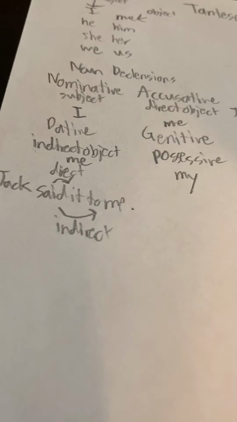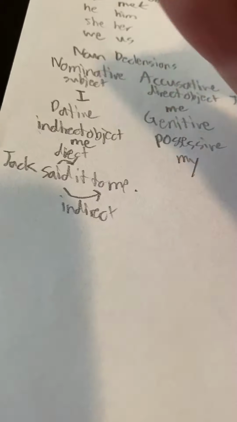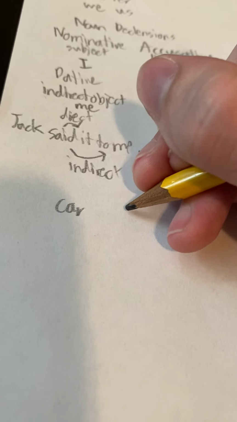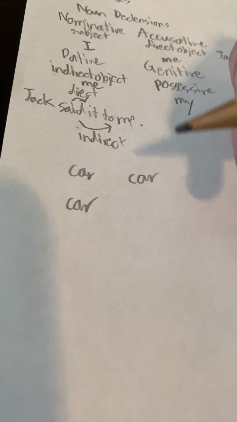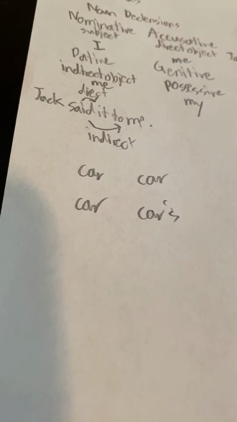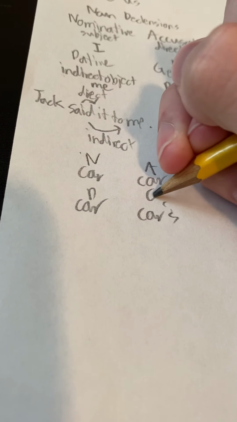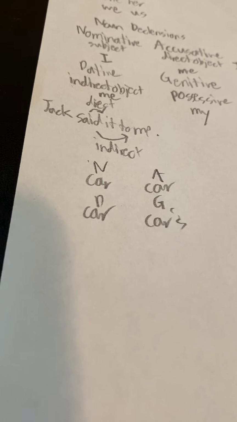So in English, most nouns would just fall into, say, like car, like the car ran the red light. I hit the car. I walked to the car. The only one is that genitive. You would say, I hit the car's horn. So that'd be N-A-D-G. However, in Tantese, it's not like that.